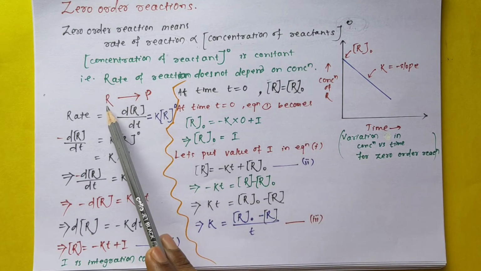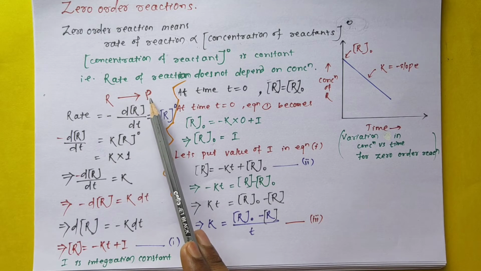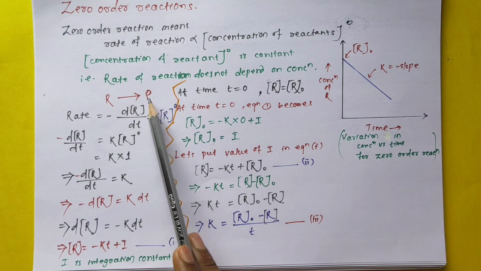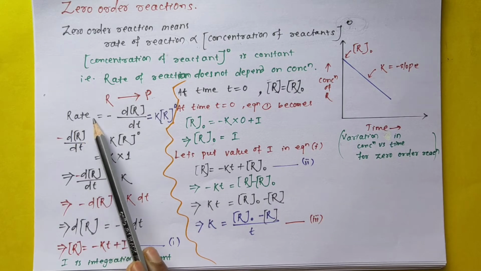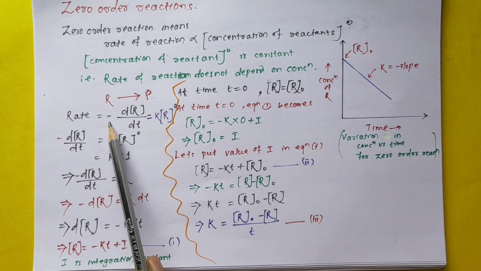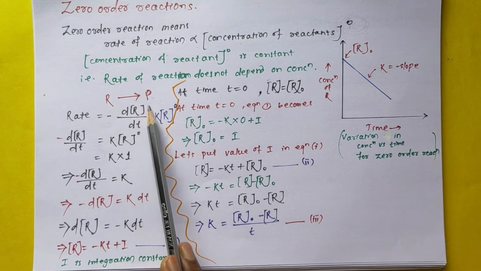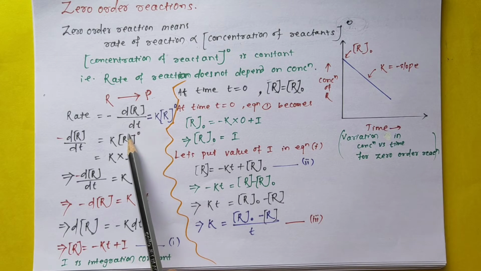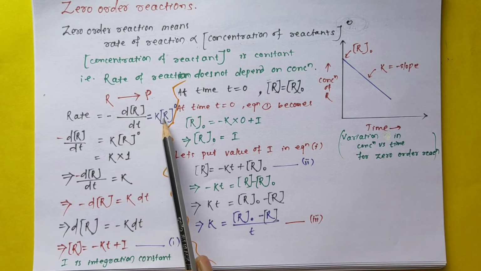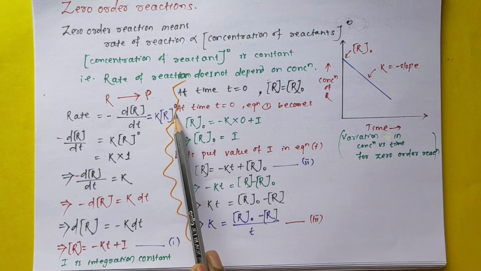So here reactant is converted into product. Then what is the differential rate expression for this? So you can see here rate is equal to minus d concentration of R by dt. That means change in concentration of reactant over the time period. Minus sign is given here because the concentration of reactant decreases. That is equal to how much? K into concentration of R to the power 0, because this is a zero order reaction.